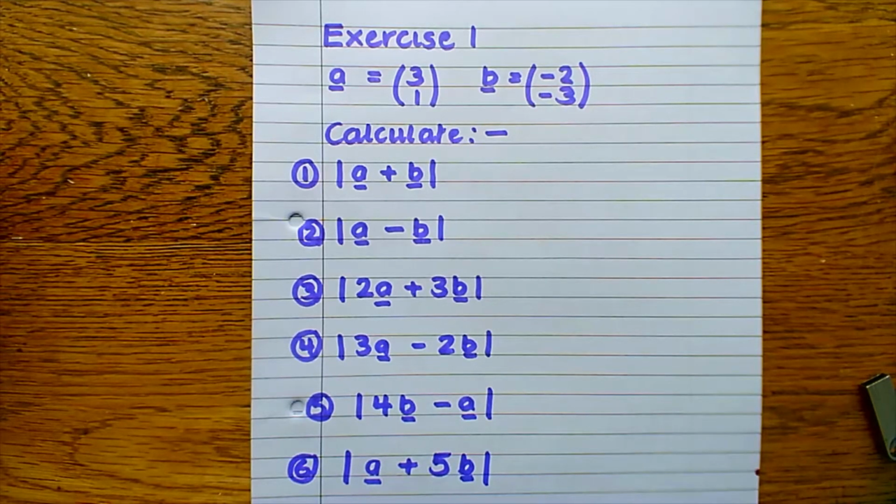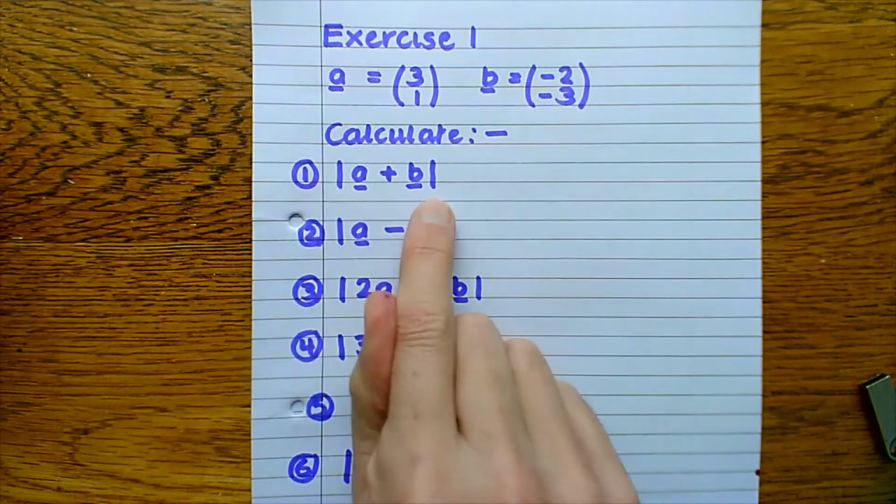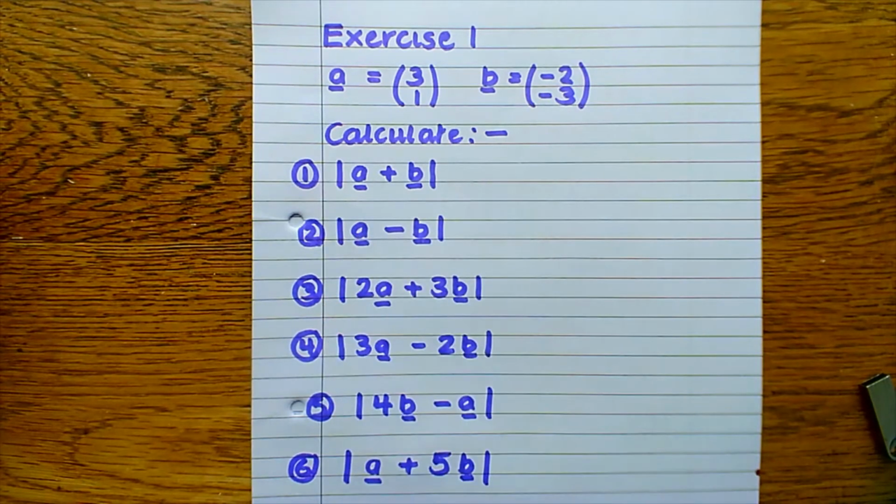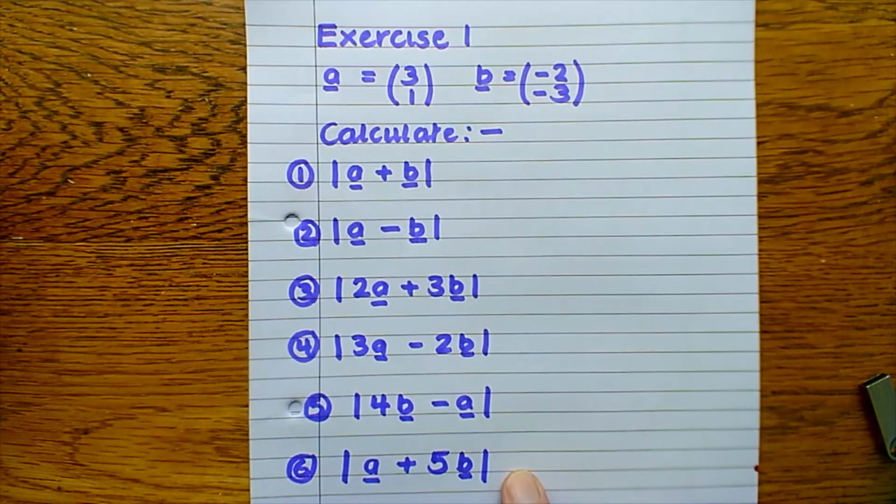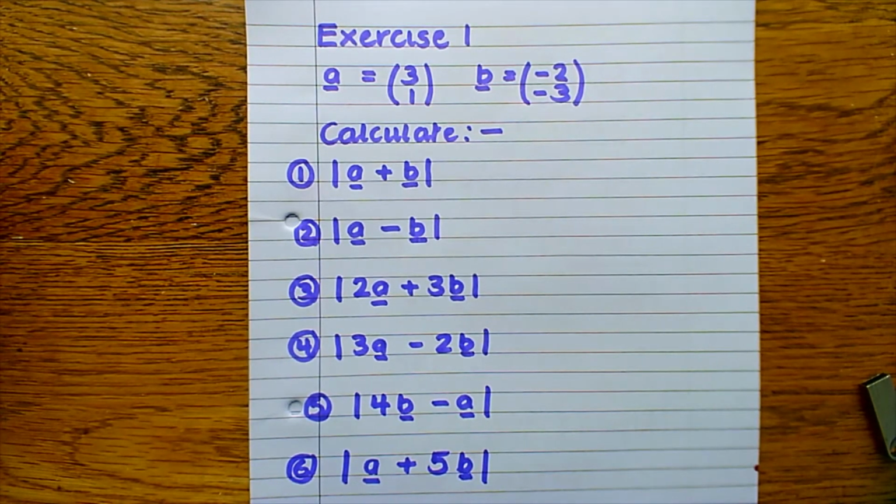So we're going to practice this. The two lines, remember, mean find the magnitude of a plus b. So add the vectors a and b together first and find the magnitude of your answer. Down to here it's a plus 5b, add it together, then get the magnitude. Okay? Pause the video here so you can get that exercise done.